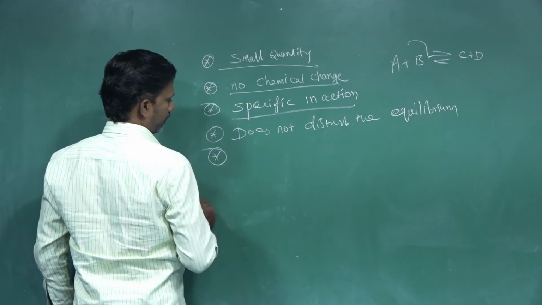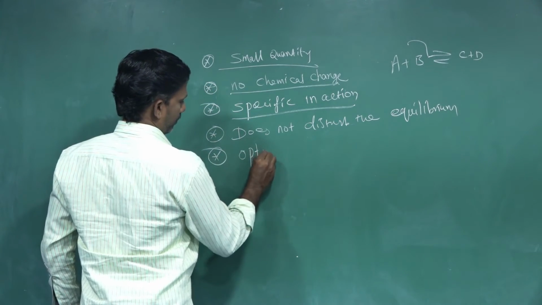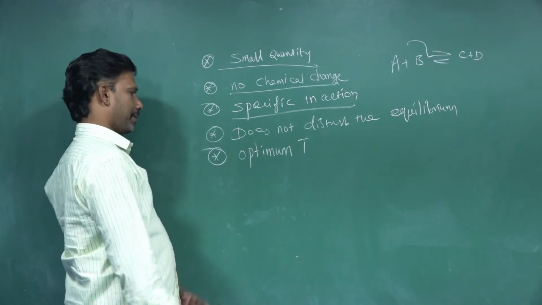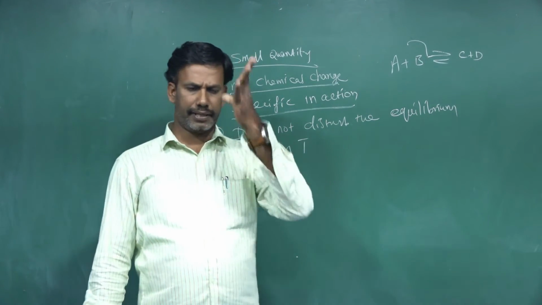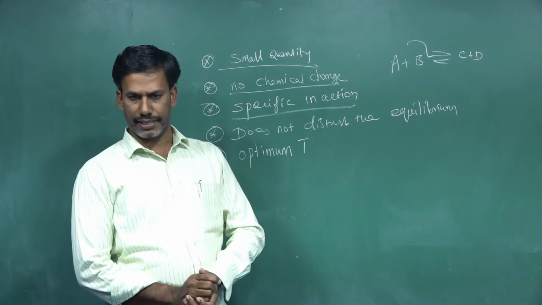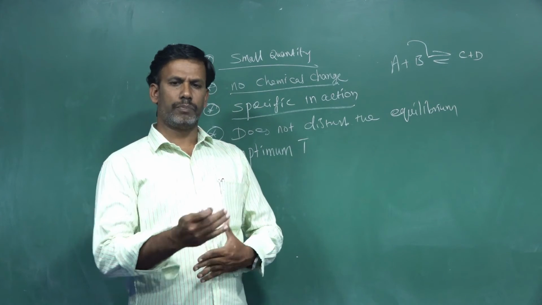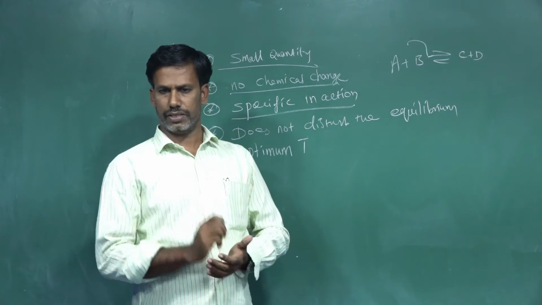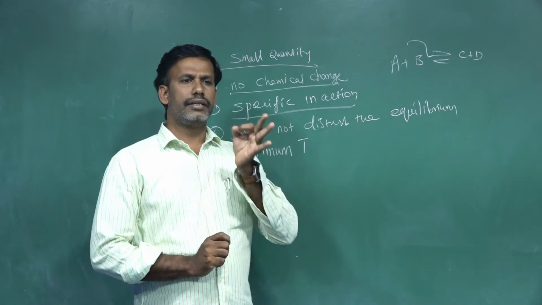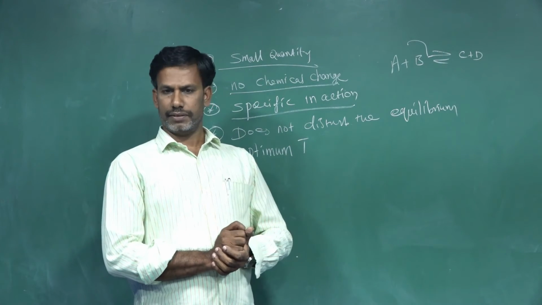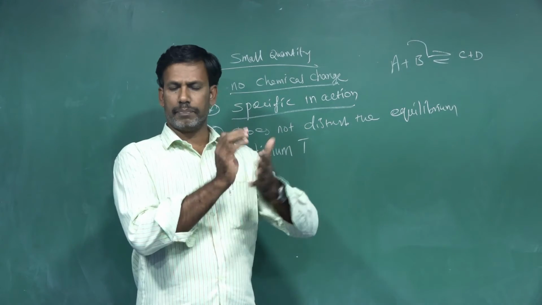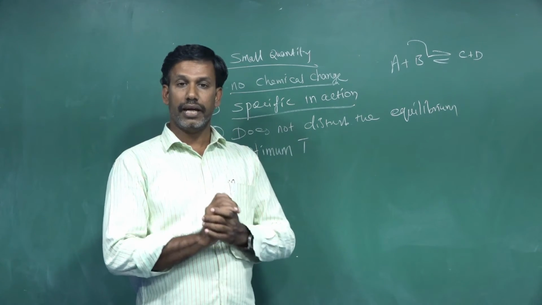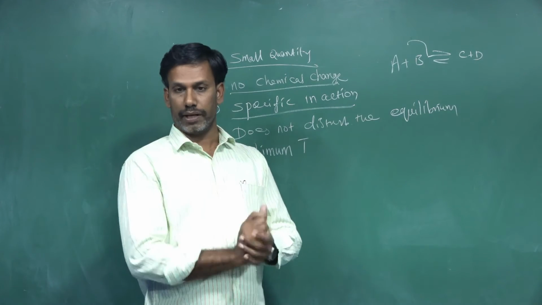And then optimum temperature. What is called optimum temperature? At a particular temperature, while you are adding the catalyst, you will get more product, or the reaction is carried out as fast as you wish. That temperature is called the optimum temperature. For example, in the Haber process for synthesis of ammonia, it needs a particular temperature range. Only in that range can you get the product.